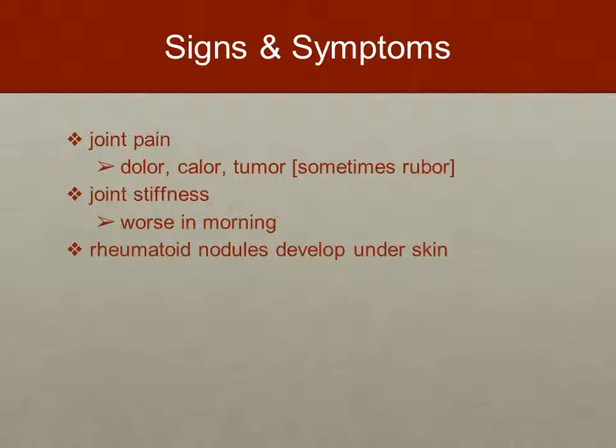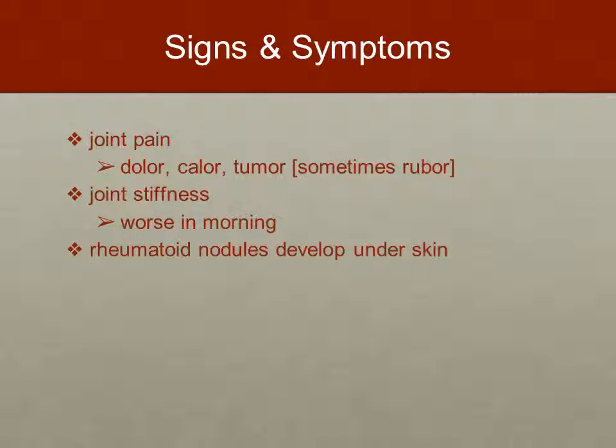So here are some common signs and symptoms that a patient may come to you with if they have RA. First and foremost is joint pain, and this can also go along with swelling in their joints and heat in their joints, so they may be warmer to the touch than the surrounding areas, and sometimes also redness. And then joint stiffness is also a major problem, which tends to be worse in the morning.